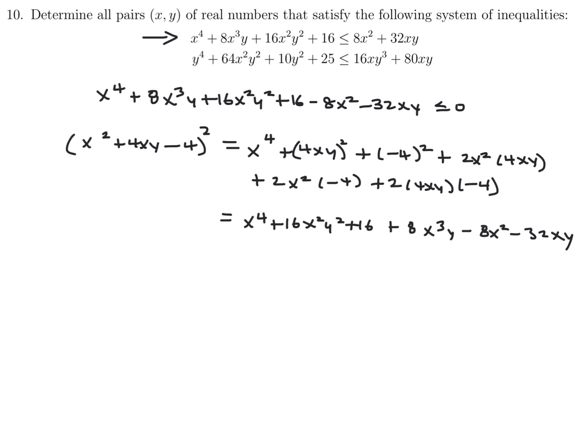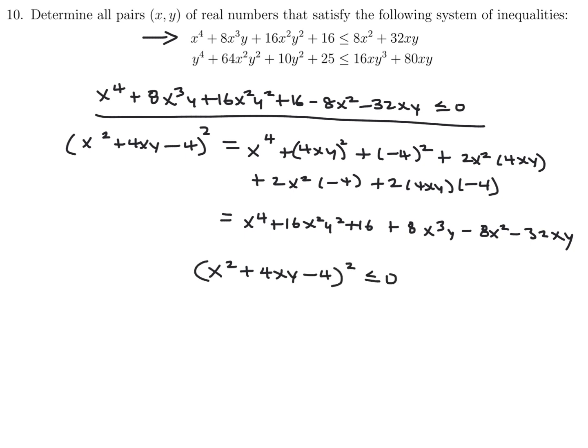So that means that this is basically x squared plus 4xy minus 4 all squared is less than or equal to 0. Okay, now anything squared is going to be greater than or equal to 0, so we don't need the less than, that's pointless. So it's equal to 0. Something squared is always greater than or equal to 0, so it's got to be equal to 0. So that's equation 1.